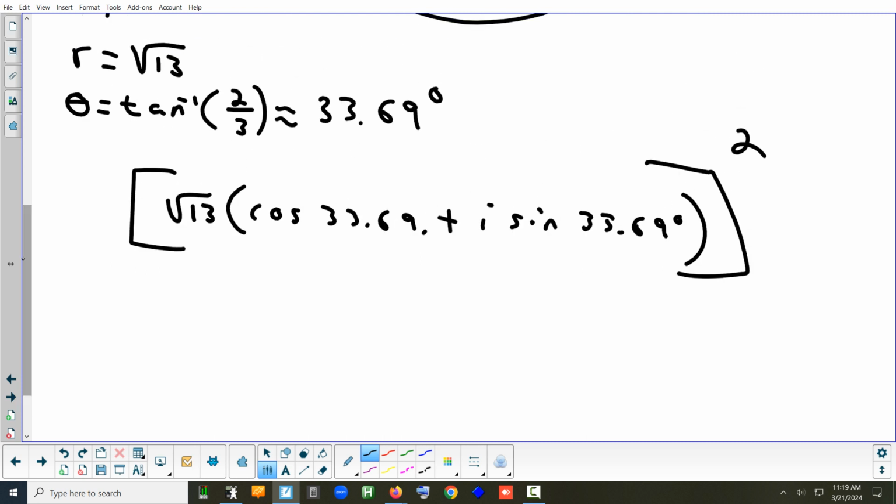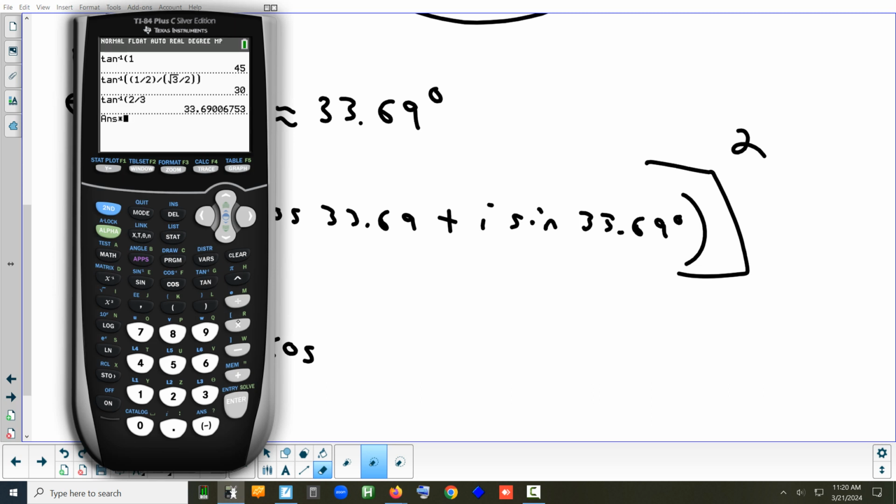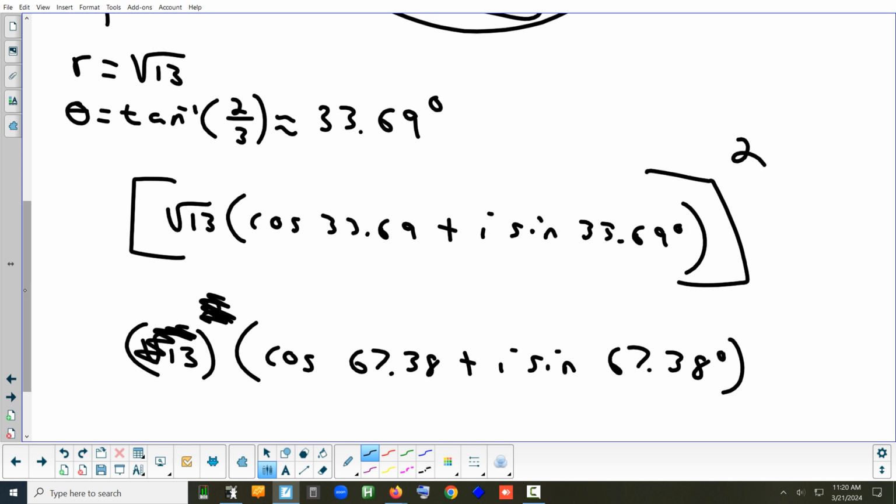So the first thing I need is my radius. What am I going to put for my radius? Square root of 13. You raise your radius to the power. Now my angle, how am I going to figure out what my new angle is going to be? It's not 33.69. Multiply the angle by the power. So 67.38. And now what happens when you square the square root of 13? We just get a 13. Now, that should be the answer.